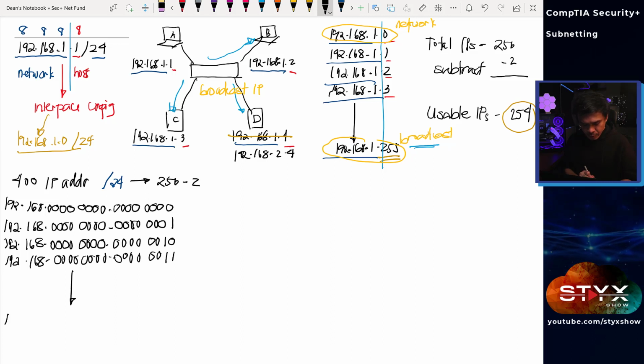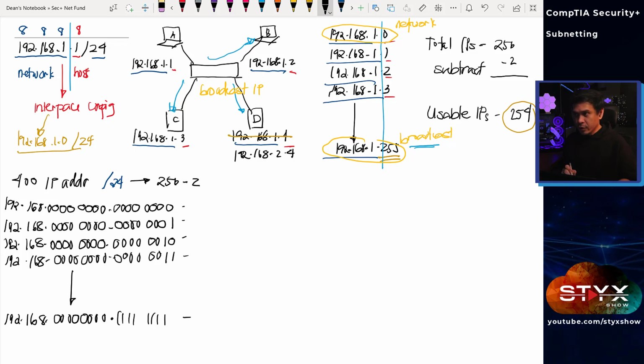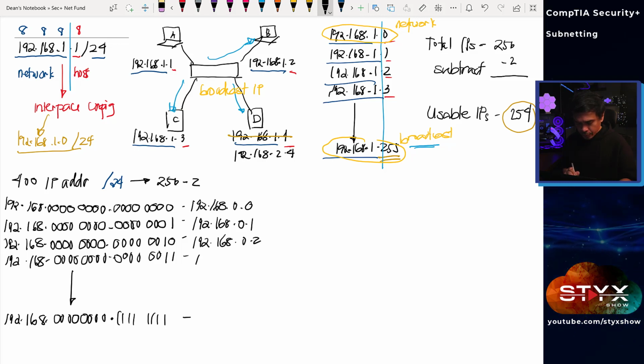Now if I continue, it will reach 192.168, 0, 0, 0, 0, 0, 0, 0, 0. Then the fourth octet will be all 1s, which is actually the equivalent of 255. So if I convert this, this will be 192.168.0.0, and this will be 192.168.0.1, 192.168.0.2, 192.168.0.3, and 192.168.0.255. Now maybe you're thinking, why did you change the third octet?